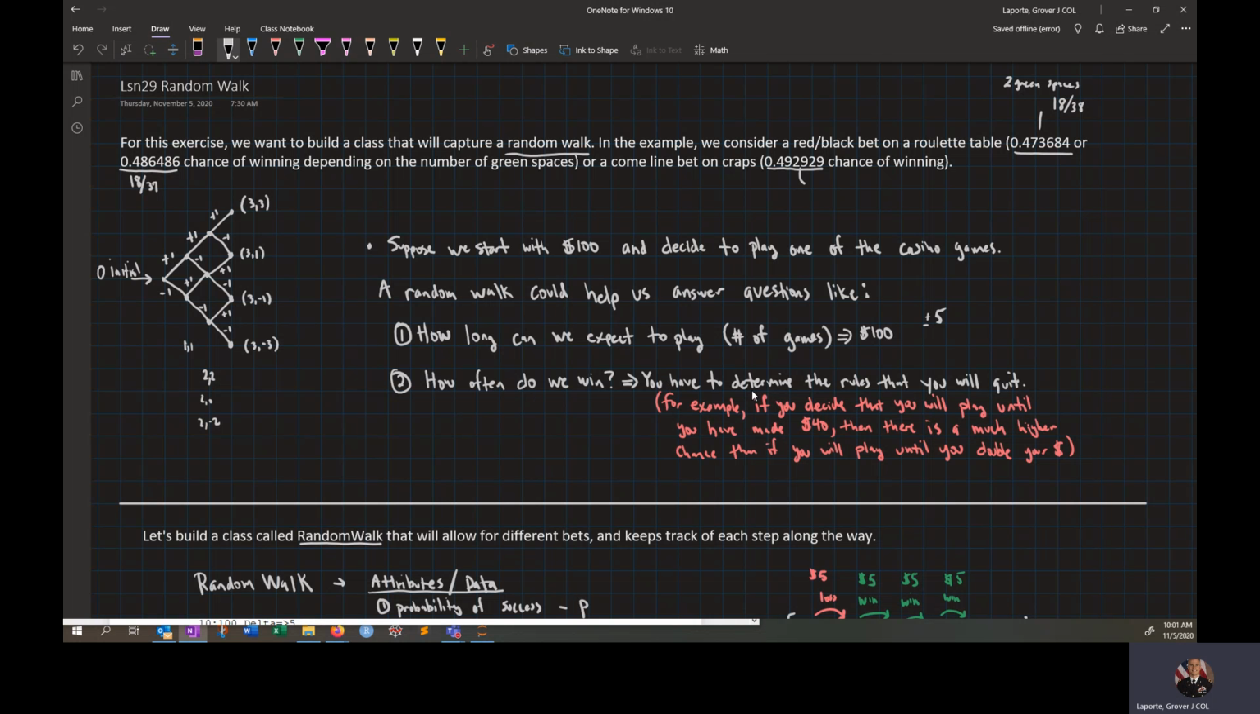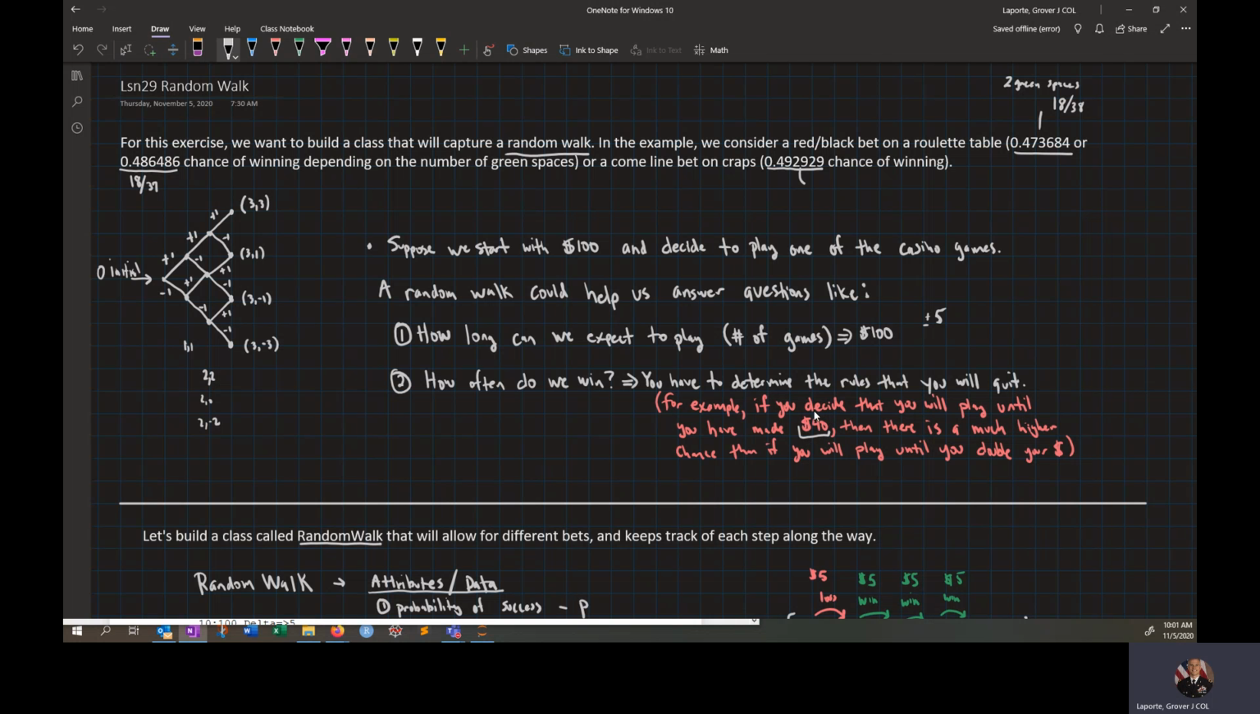So in this case, you need to make yourself stop at a certain point, because if you just kept playing until your $100 was gone, that means you're always going to lose. But you could say, I just want to gain $40. So if you gain $40, then you're going to stop playing and go home. I want to know the probability that we're able to do something like that.